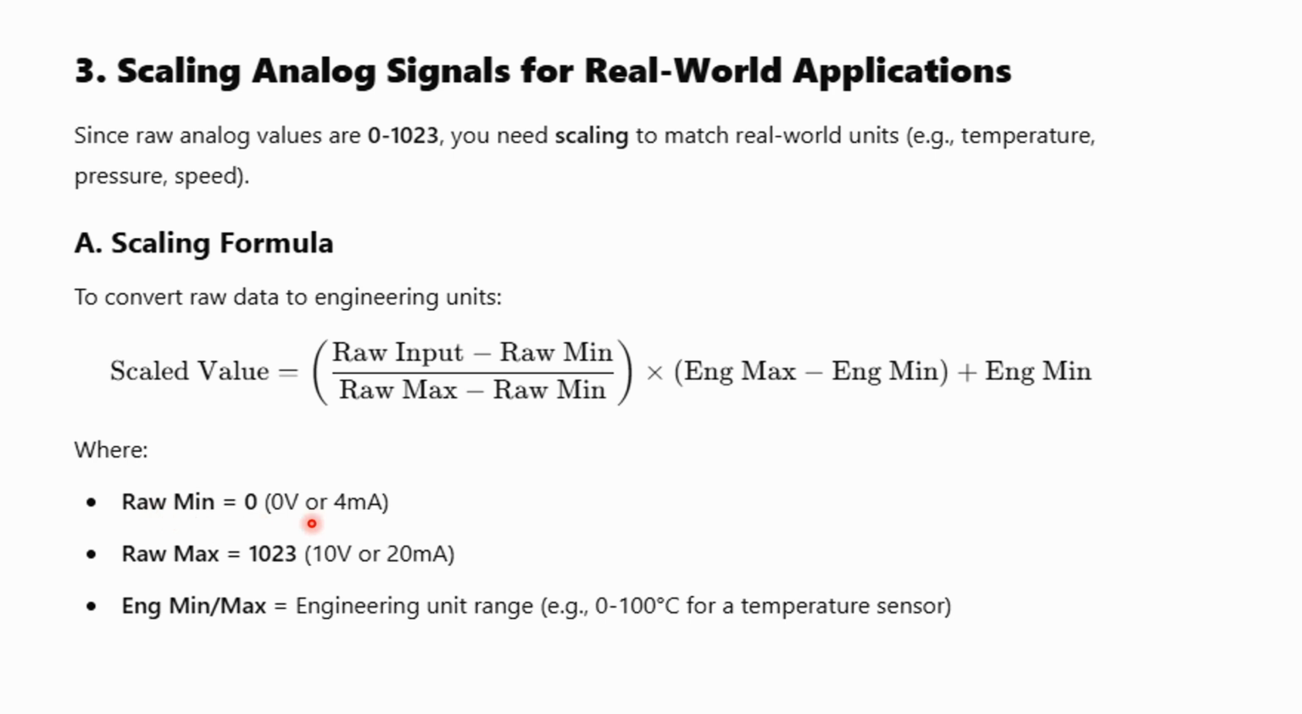Remember, the raw minimum is 0 because it's 0 at 0 volts or 4 milliamps. The raw maximum is 1023 at either 10 volts or 20 milliamps. And again, this voltage or milliamp depends on what kind of analog input you've configured. Is it a voltage input or is it a current input? And then the engineering min max was your engineering unit range. For example, it could be 0 to 100 degrees Celsius for a temperature sensor.